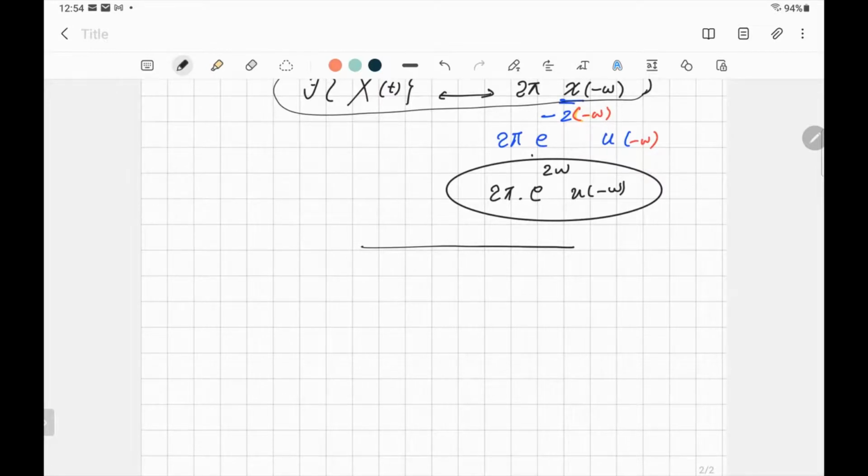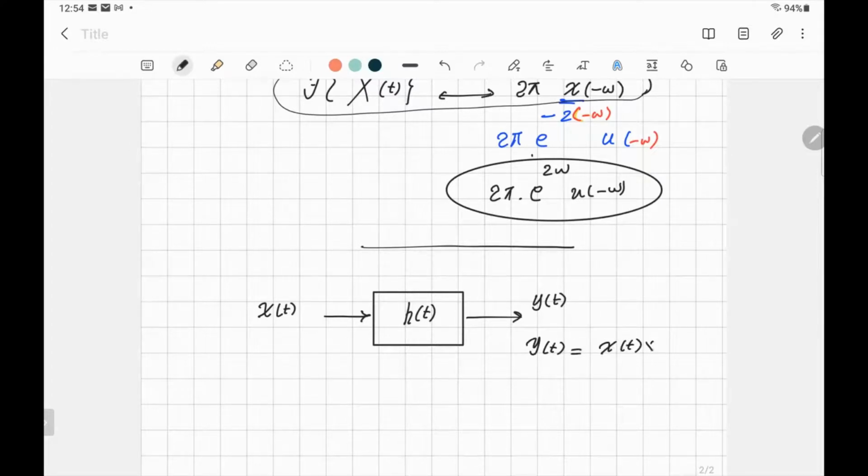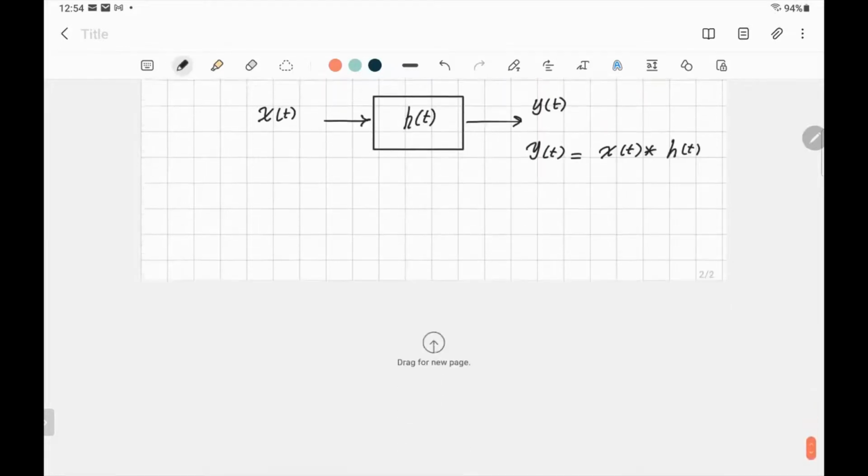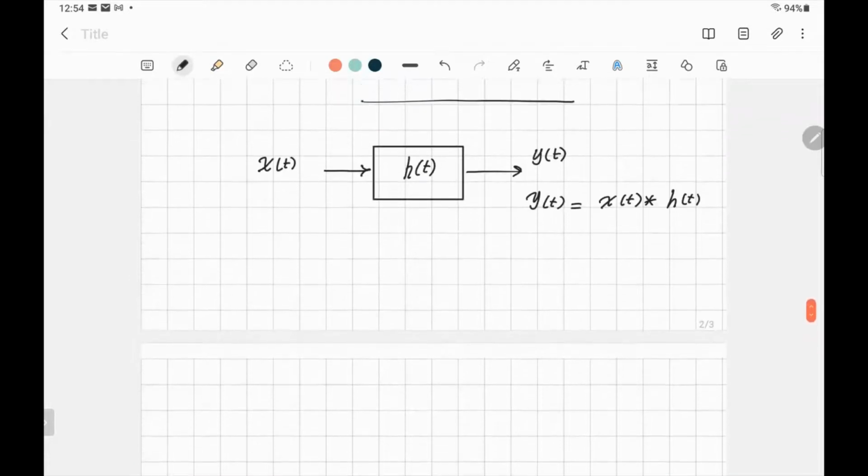The convolution will be written like that. If you have a system, and this system has impulse response h of t, and you have an input x of t, and an output y of t, and you wish to find the output, we say that the output will always equal the convolution of the input with the impulse response. This is like a transfer function. It relates input to output. So to get the output, you convolve the input signal with the impulse response, and then you do the integration.